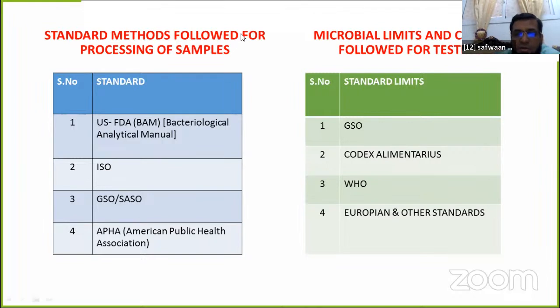I will be sharing one screenshot from the GSO limits for criteria for testing microorganisms in the food samples. Then the WHO is also giving limits, the permissible limits for different types of food and water samples. And sometimes European and other standards are considered when there is no availability of any sample matrix, we are not finding limits, we can refer to European and other standards.